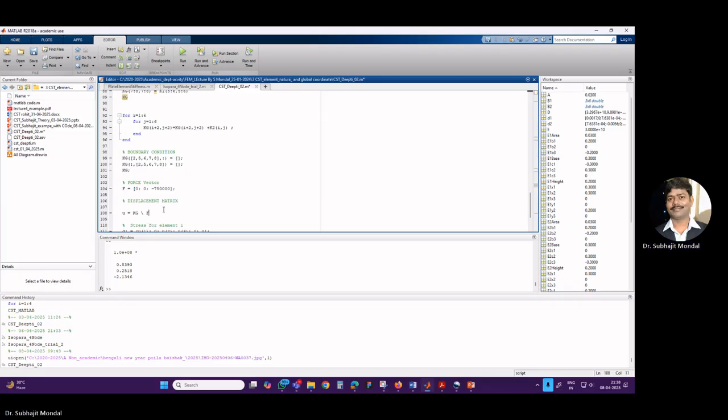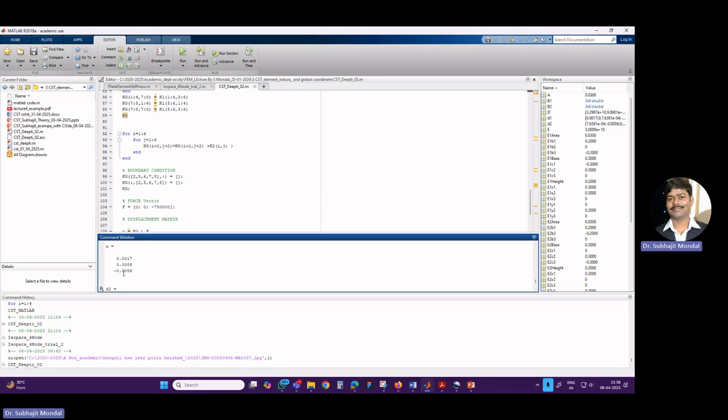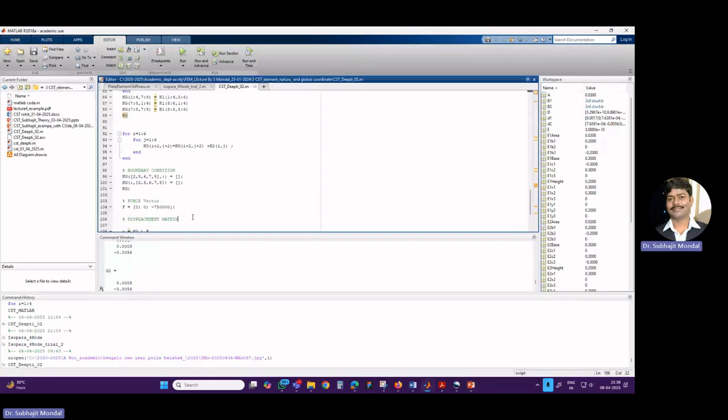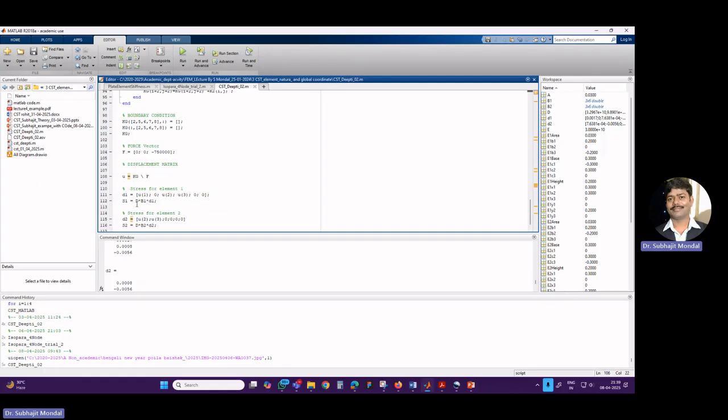If you run it, we can basically get the displacement quantity. So displacement quantity is coming 0.0017 and 0.0056. This is the solution we got from our hand calculation. Okay, so this way basically we can obtain the displacement quantity. Once we obtain the displacement quantity, we can basically get the strain quantity as well as the stress quantity. Strain will be B times displacement and stress will be D times the strain.